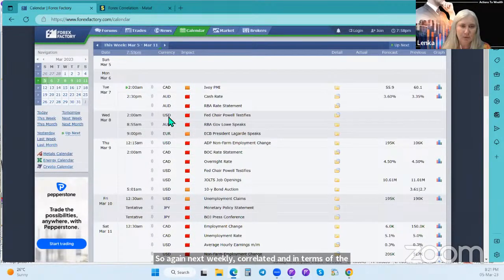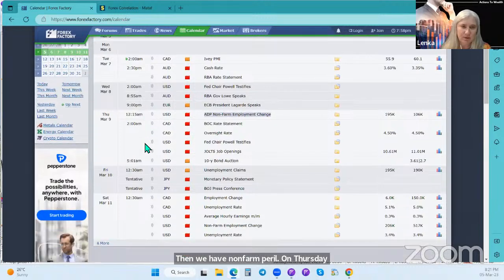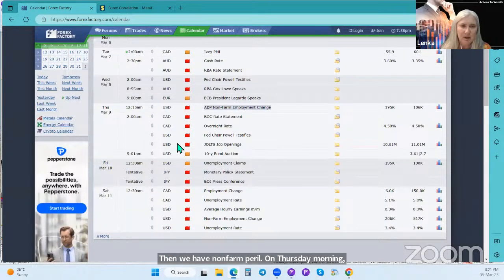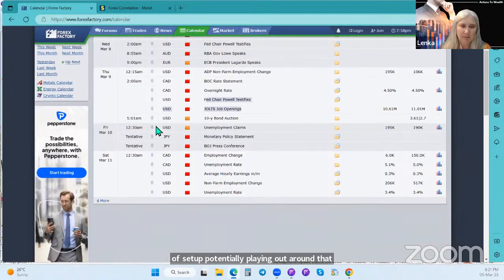And in terms of the news, where do we have the news? So we have some US news coming up Wednesday. Then we have non-farm payroll on Thursday morning, that's Thursday morning my time. And there's more high impact news on the Thursday. So I would be looking at this type of setup, potentially playing out around that time.